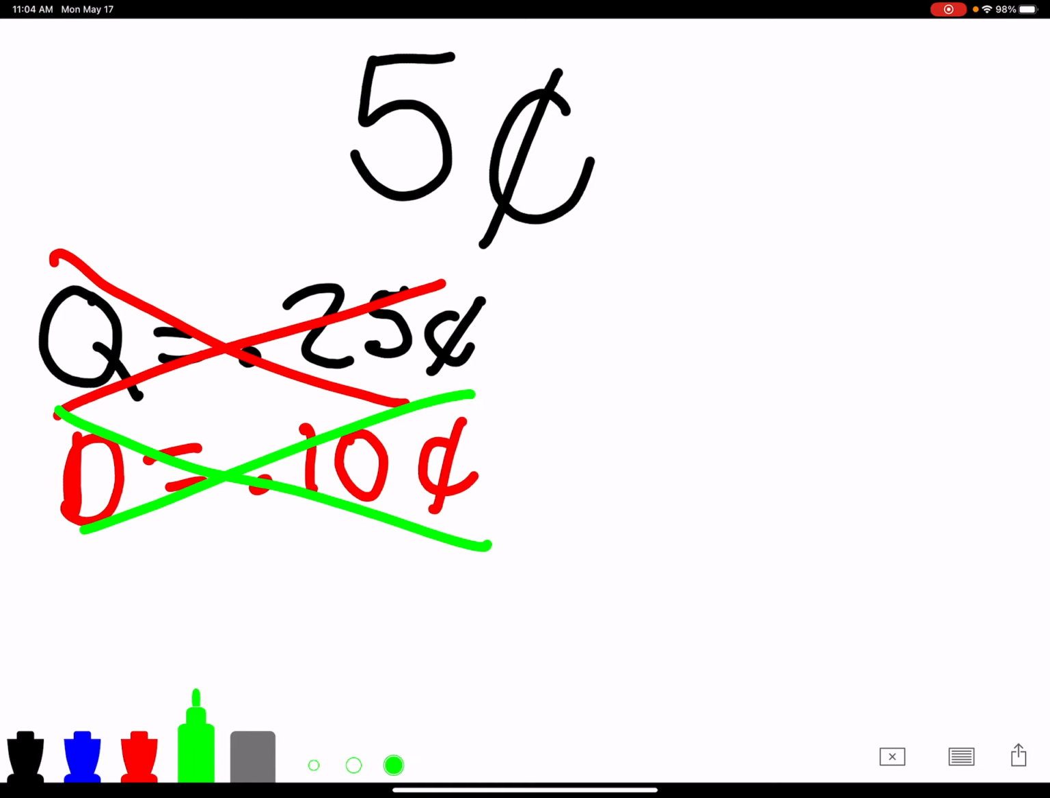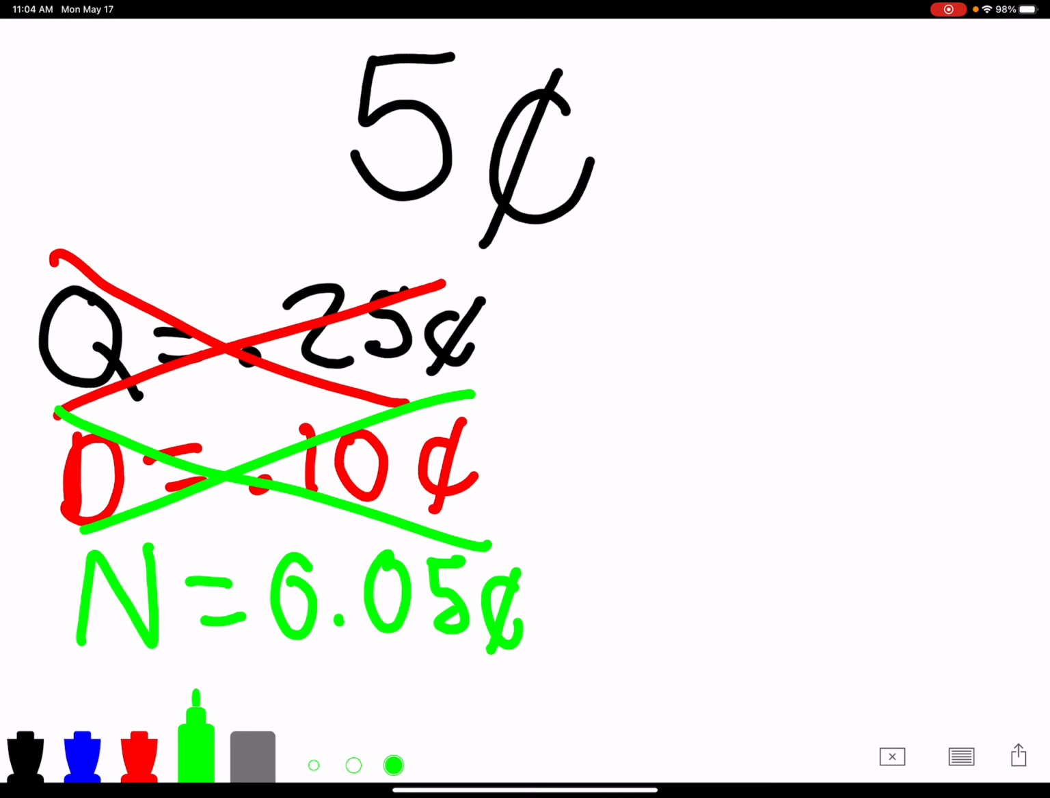No way. Now, what about a good old nickel? How much is a nickel worth? A nickel is worth 5 cents. So we can use how many nickels to make 5 cents? We can use 1 nickel. Make my K a little bit better.